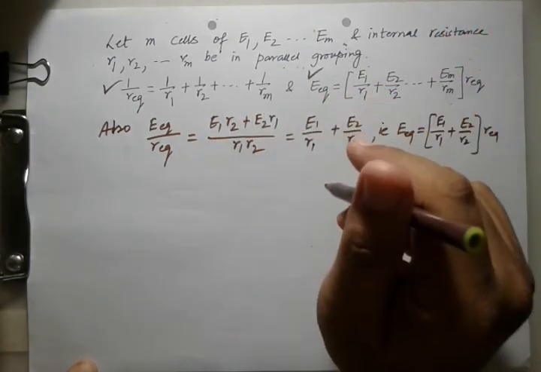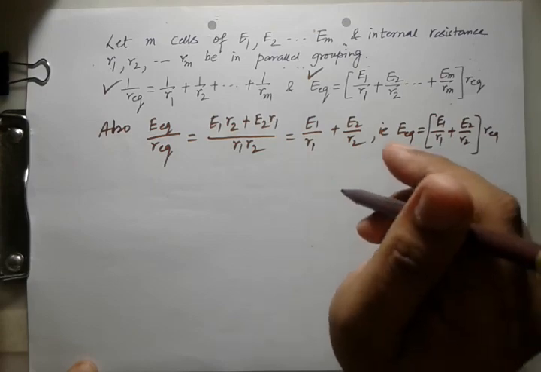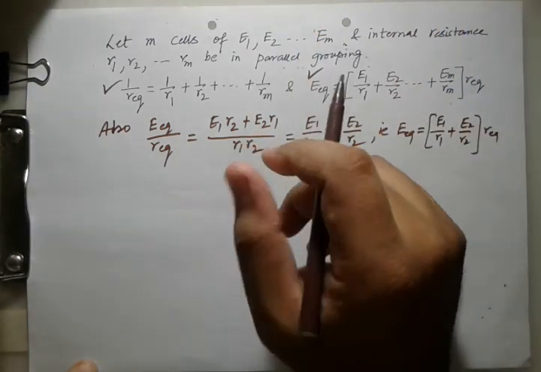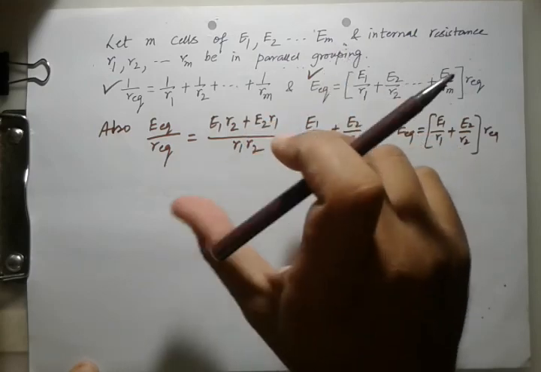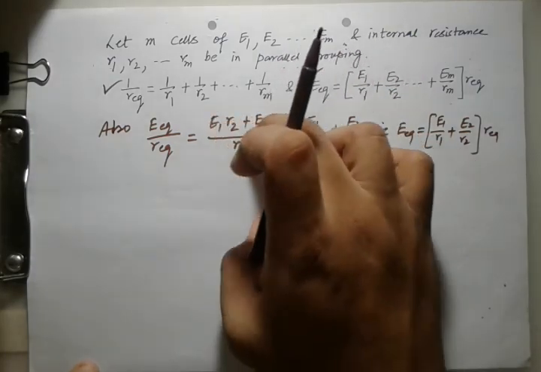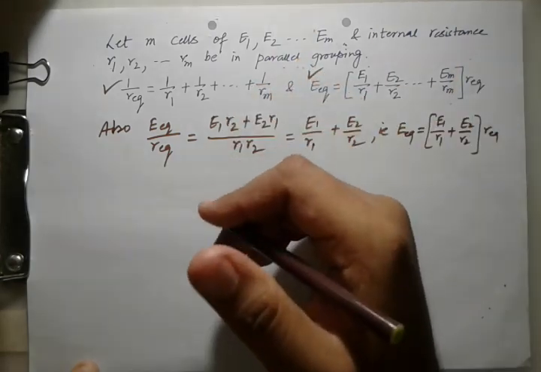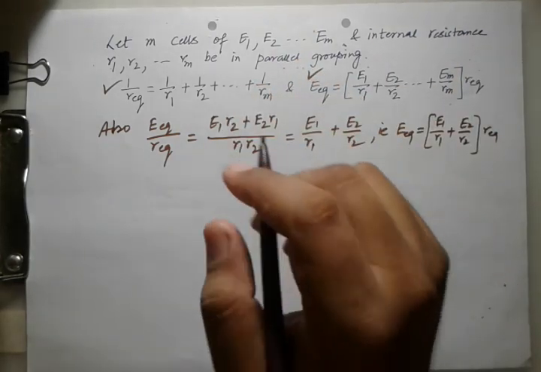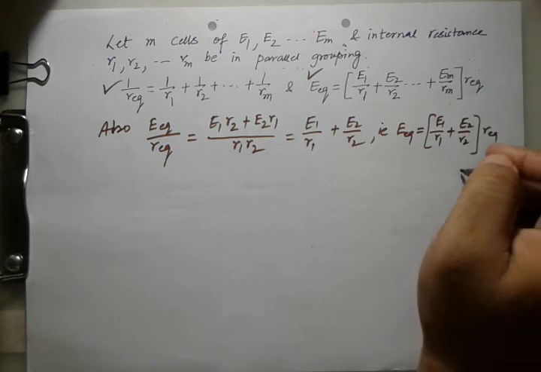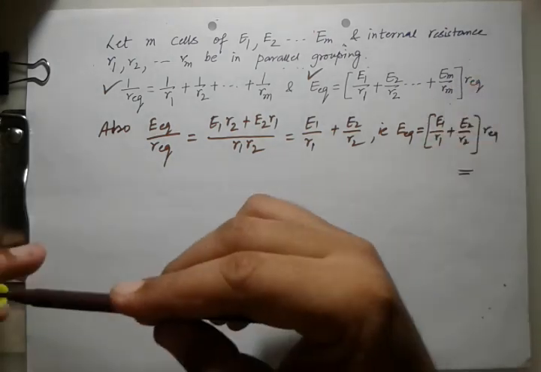Next class we will continue with the mixed grouping of cells. That means the series cells will be connected, and also the set of series cells will be connected with the set of parallel combinations of the cells. So I think you understood this a little bit. So let's practice at home.